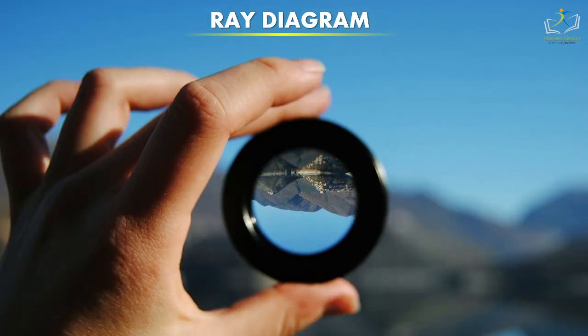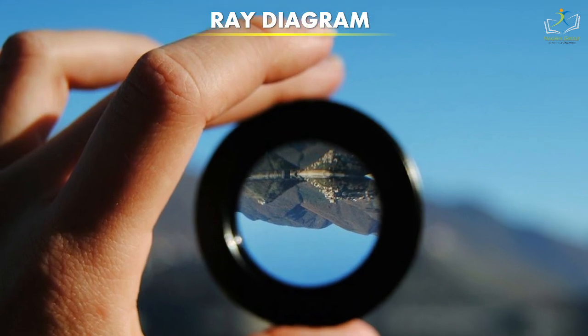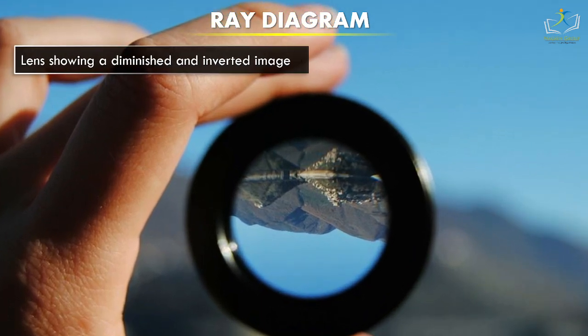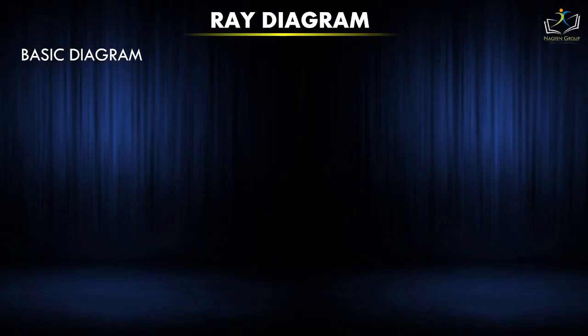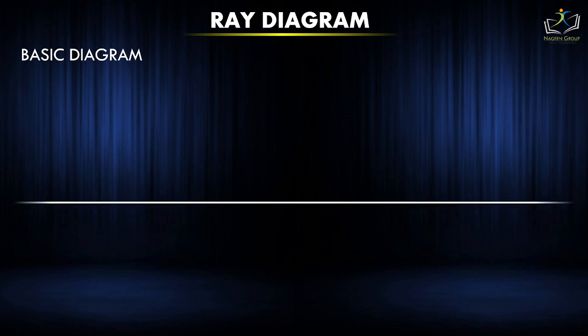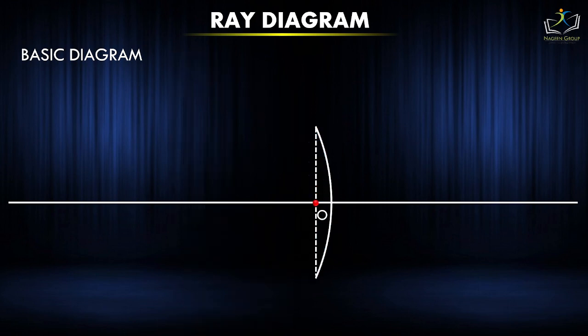Here you observe in this another one. It is an inverted image, means उल्टी दिखाई देती है हमें, right? But at what distance it is formed, कितने डिस्टेंस पर ये फॉर्म होती है, we need to understand it. So let's first understand the basic diagrams. We are taking a line, the principal axis. O is the optical center. A lens we are forming here.